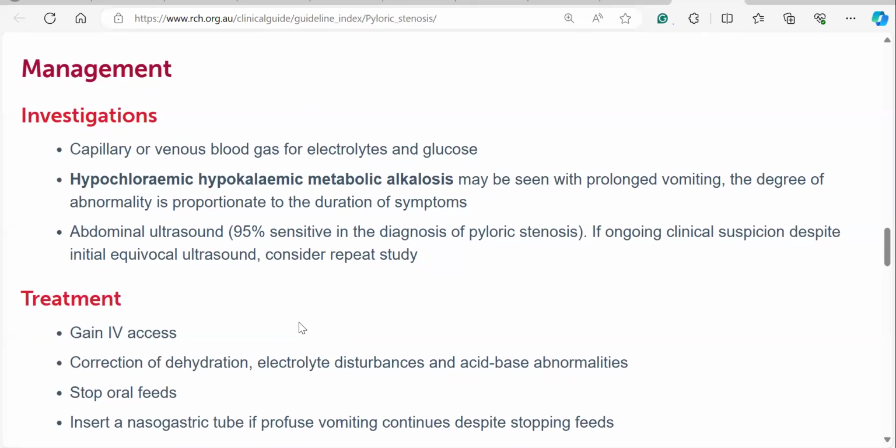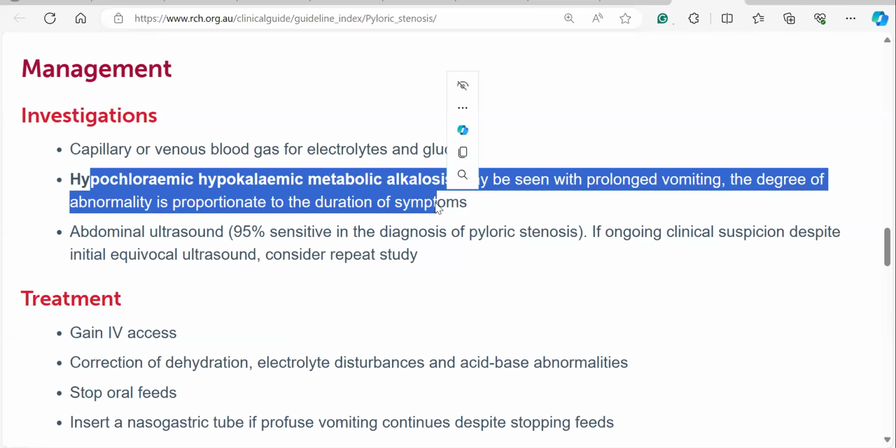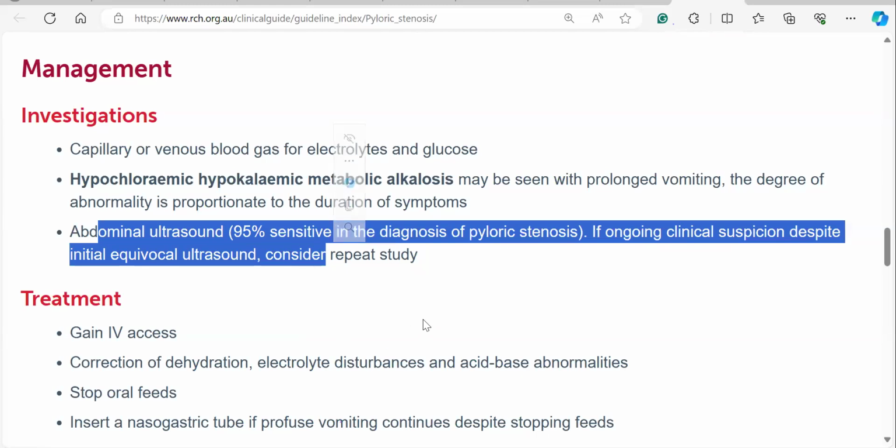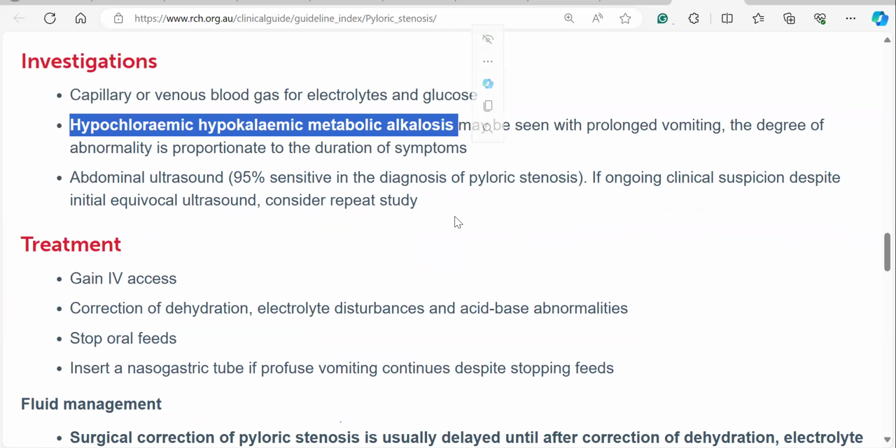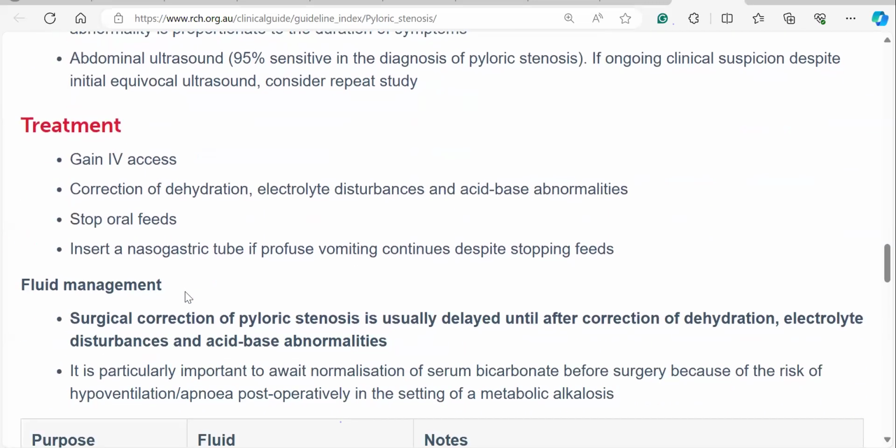Investigation. So for this patient, because the acid-base imbalance is very prominent in these children, you will have to do a blood gas analysis, and you will also need to check their electrolytes. So that's your initial investigation. And then if the question asks how to confirm the diagnosis or how will you investigate this patient, that will be abdominal ultrasound. Okay? And sometimes the question asks what is the acid-base imbalance that you can get in this child? So that's hypochloremic, hypokalemic, metabolic alkalosis.